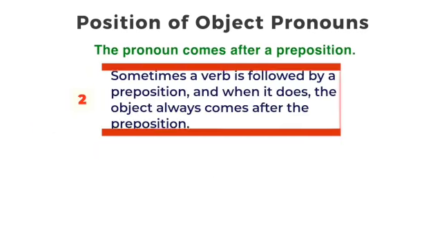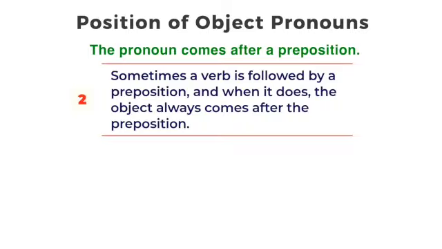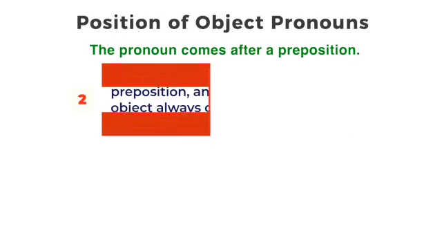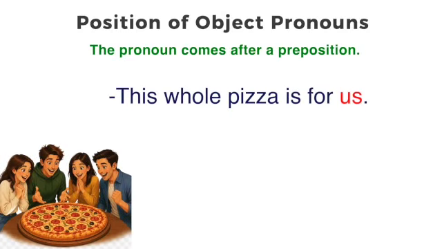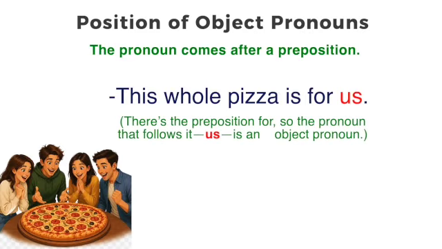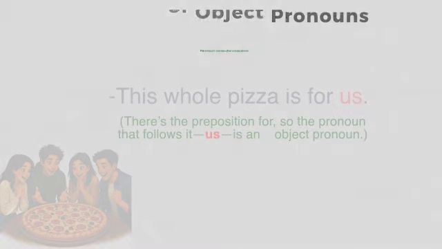2. The pronoun comes after a preposition. Sometimes a verb is followed by a preposition, and when it does, the object always comes after the preposition. For example, this whole pizza is for us. There's the preposition for, so the pronoun that follows it, us, is an object pronoun.